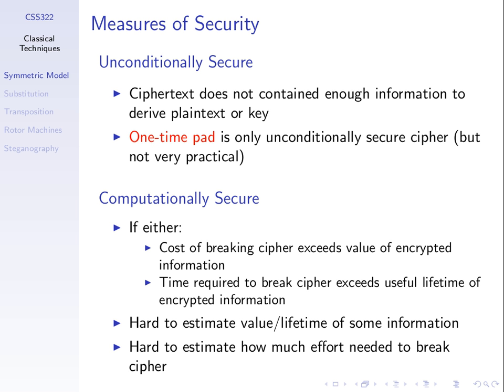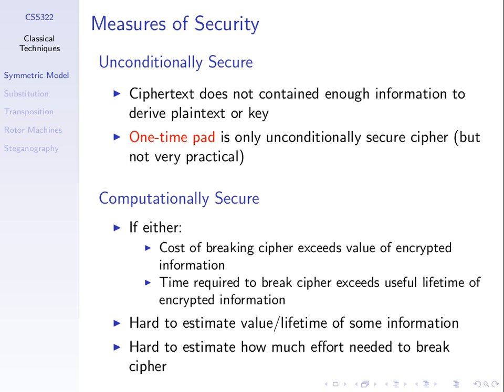So unconditional security is ideal, but not achievable in practice. The only cipher that achieves it is not very practical. All the other ciphers are not unconditionally secure. So we need to work out some other way to measure whether a cipher is secure or not, so I can choose a cipher that is appropriate for my needs. And the way is whether it's computationally secure.